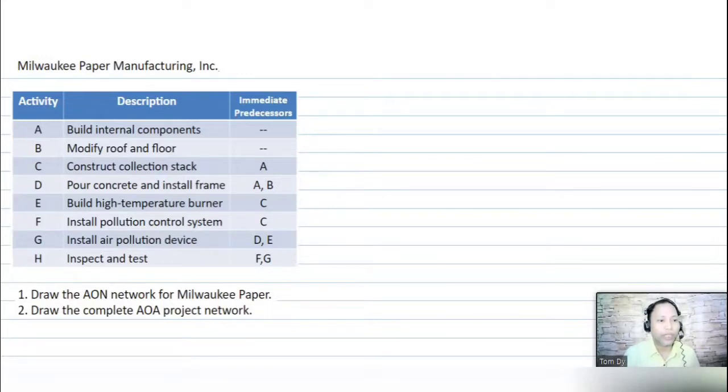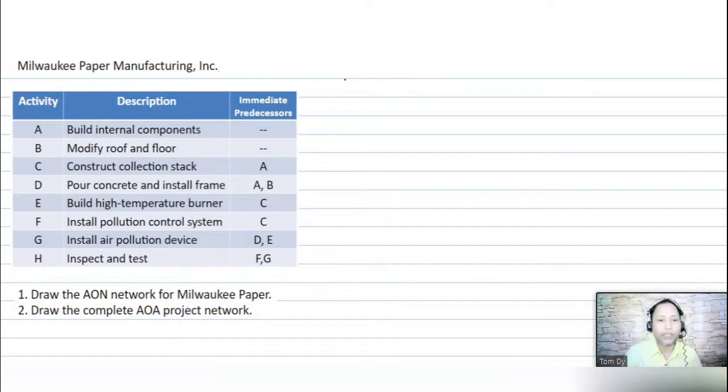Here is the computation for the Milwaukee Paper Manufacturing Incorporated. We have our list of activities A, B, C, D, E, F, G, H, and then we have here the immediate predecessors. So for questions 1 and 2, we have to draw the AON, or the activity on node network, for Milwaukee Paper. And then number 2 is to draw the complete AOA, or activity on arrow, project network. So we will start first with the AON.